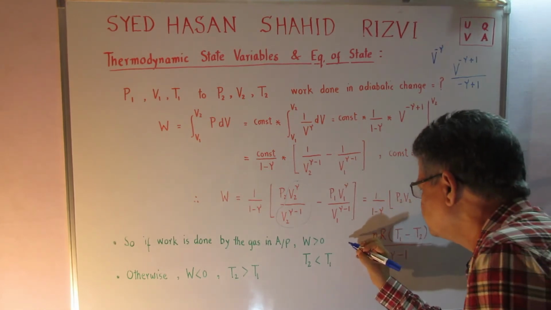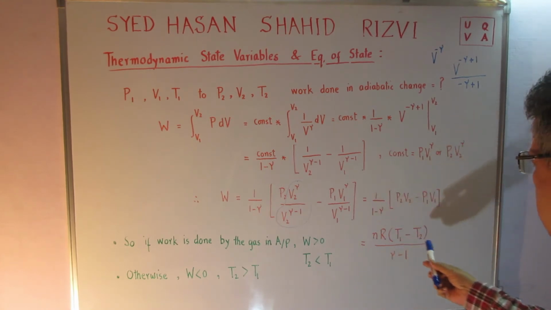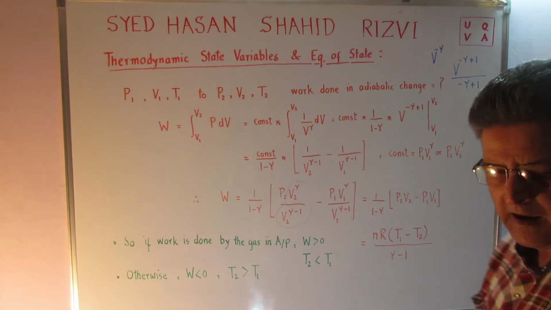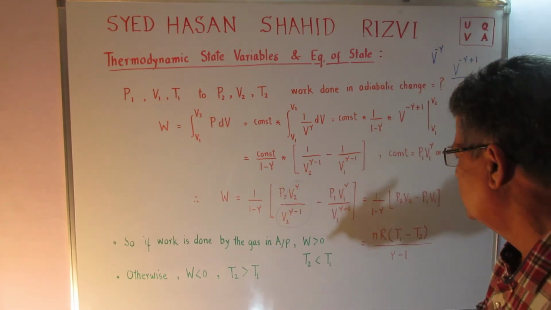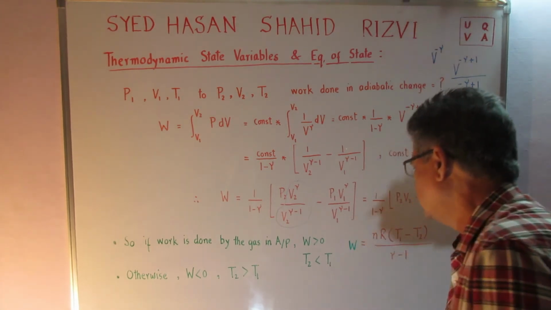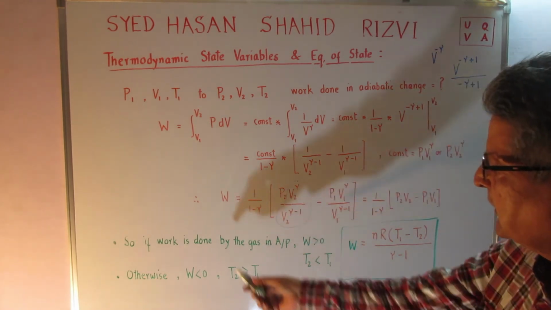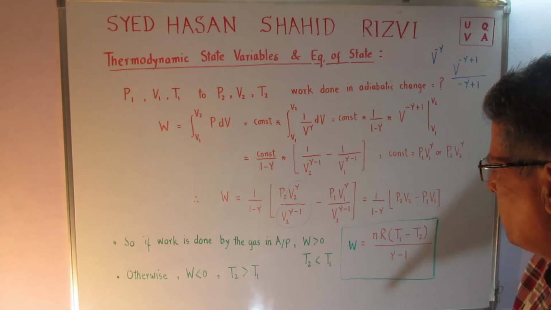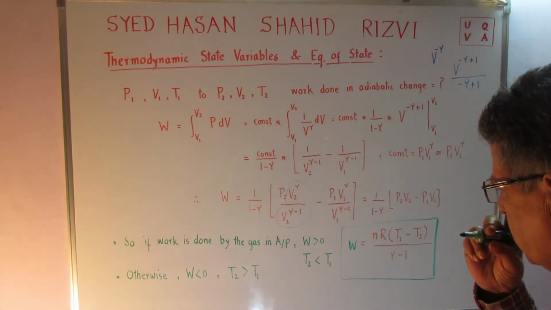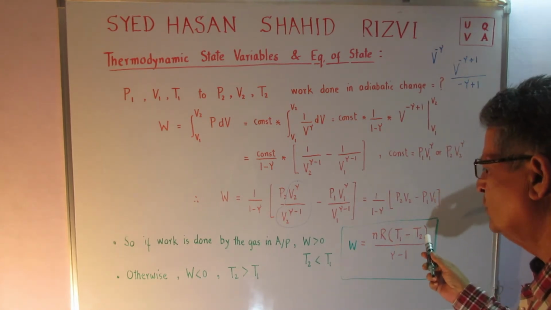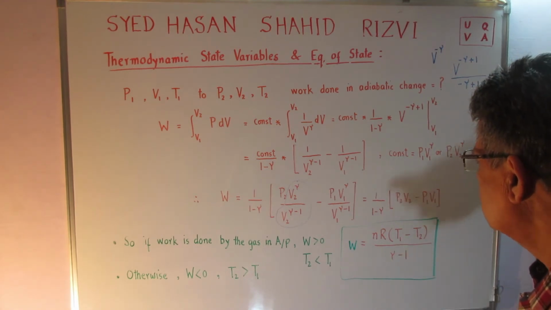So I obtain the value of W. W is equal to nR (T1 minus T2) divided by gamma minus 1. So I get the equation like this towards the end, and now as the equation speaks, if the work is done by the gas in the adiabatic process, then this work is greater than 0 and T2 is less than T1. Okay, for W to be positive, T2 has to be less than T1. Otherwise, if W is less than 0, then T2 has to be greater than T1.